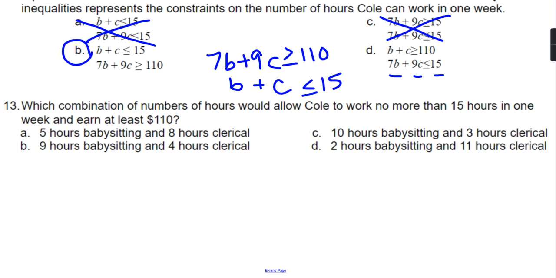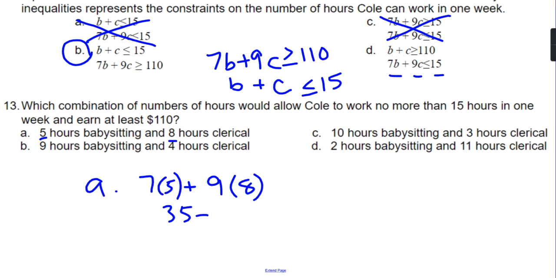So let's start with A. A, he's making $7 times the number of babysitting hours plus $9 times clerical work hours. Babysitting is 5 hours, and 8 hours doing clerical work. So go ahead and add that up. Okay, you'll see that it's 35 and 72, which is $107. Not enough money.